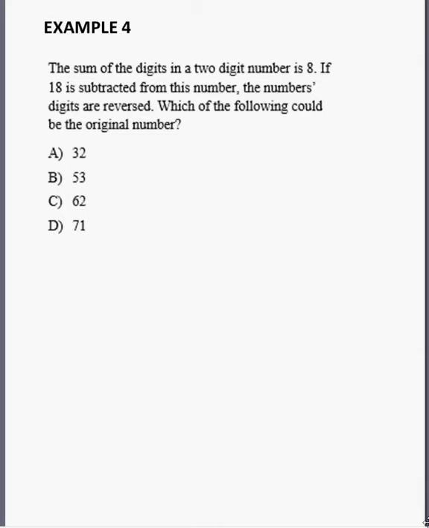The sum of the digits in a two-digit number is 8. If 18 is subtracted from this number, the number's digits are reversed. Which of the following could be the original? So here is a common sense problem. The sum is 8. So obviously you can start with these answers. Obviously, then this is wrong, right? Because 3 and 2 cannot be 8.